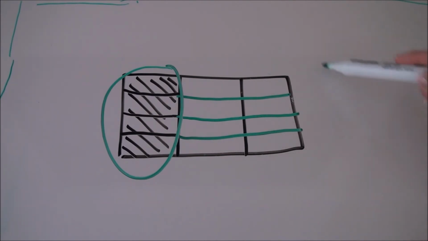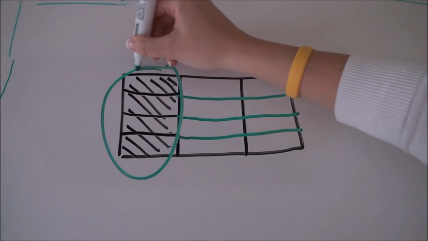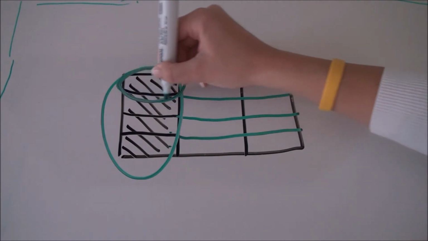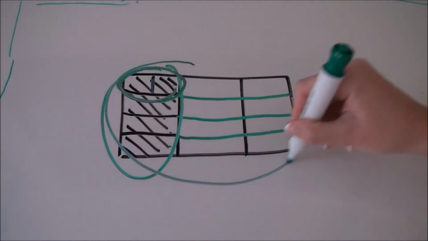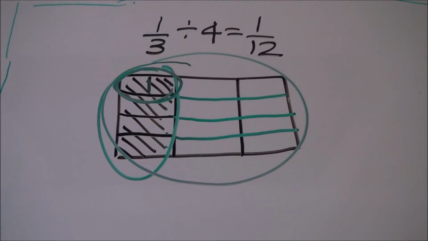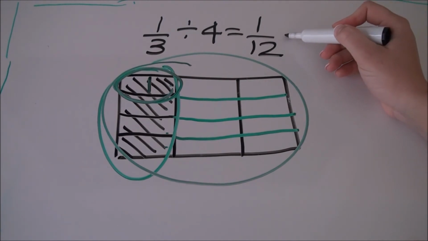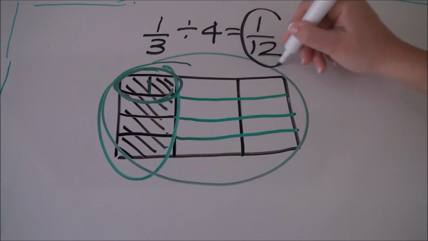When I count the total sections in my pan, I can see that there are 12. However, I need to know how much of the whole pan each person would receive. Each person would receive 1/12 of the entire pan of brownies. Furthermore, 1/3 divided by 4 is equal to 1/12.